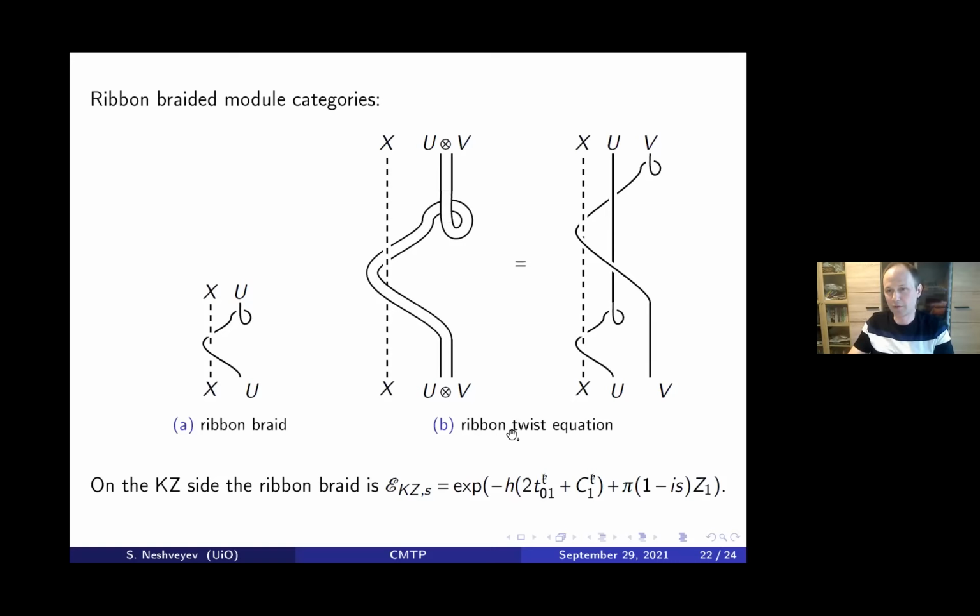And then you have this ribbon twist equation. It just says that either you can go around X immediately using U tensor V, or you can do it one by one, first for U, then for V, with this extra braiding. Okay, and it turns out that on both sides you actually have the structure of ribbon braided modular categories.